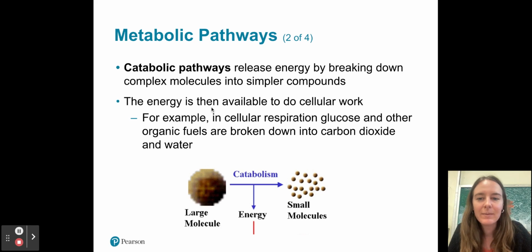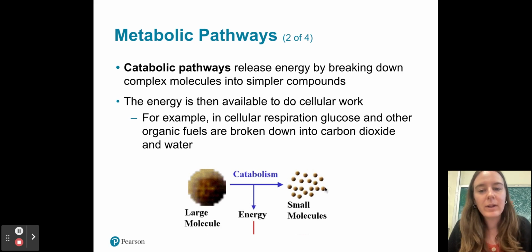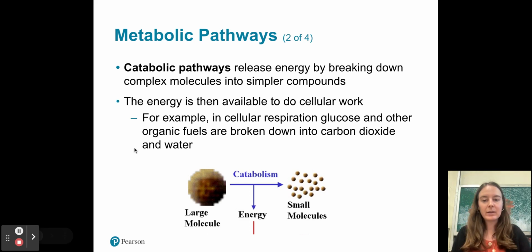Now, this energy that gets released because of this reaction will actually be able to go, if this is happening in a cell, that energy that gets released can go help other chemical reactions have energy to do other things, to break down other molecules.